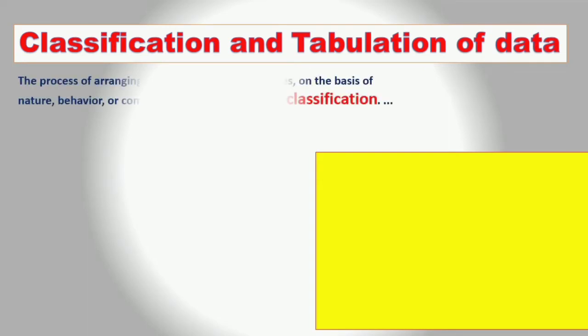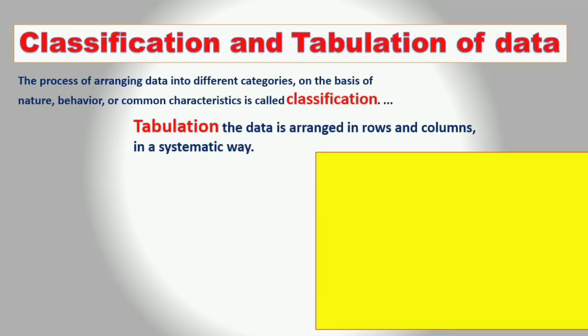Now coming to the classification and tabulation of data, how the data is classified and tabulated. The process of arranging the data into different categories on the basis of nature, behavior, or common characteristics is called classification. And tabulation is when the data is arranged in rows and columns in a systematic way.